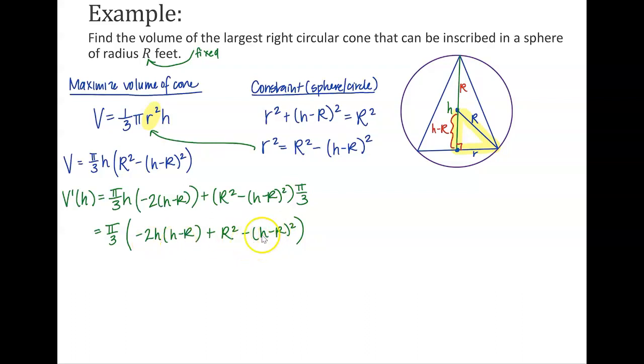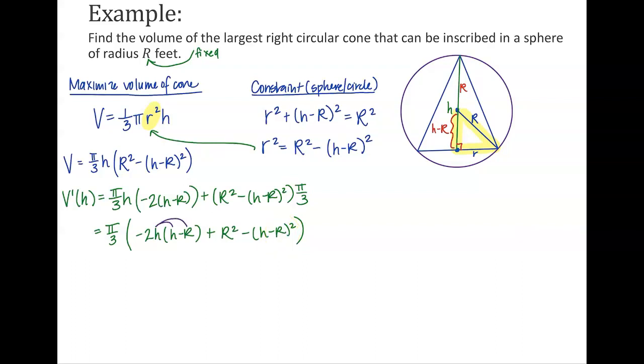Okay, so now inside here, can I do anything? Can I combine anything? I can't, so the only thing left to do is to start to distribute things out and hope that stuff cancels. So I'm going to distribute the 2h in, and then I'm going to distribute out quantity h minus capital R squared. So let's do that, right?